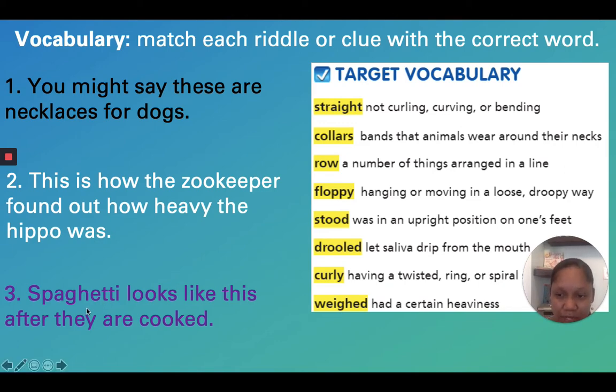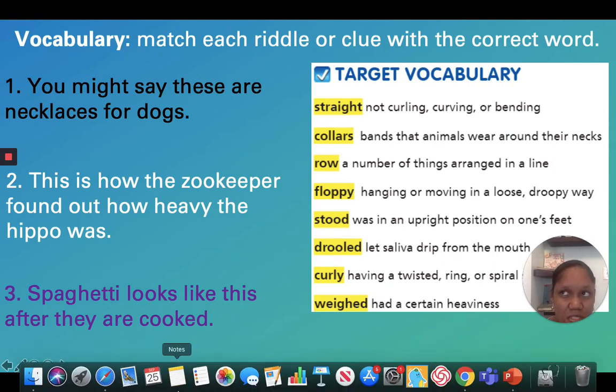Let's look at number 3. Spaghetti looks like this after they are cooked. Let me think about spaghetti. When spaghetti is not cooked, when it's raw, it's very straight. But this says spaghetti looks like this after they're cooked. I know spaghetti kind of just drops itself.